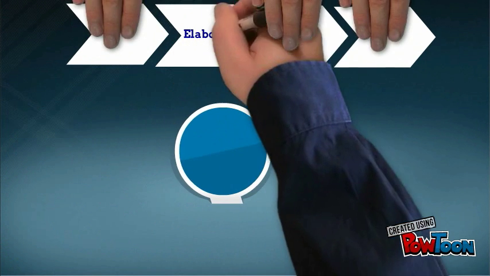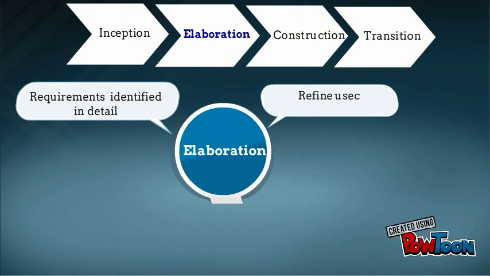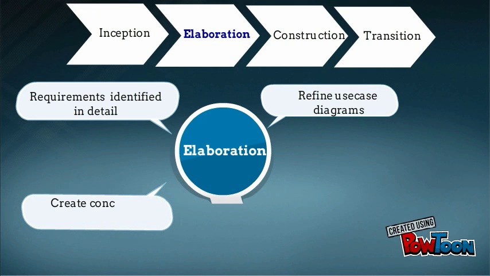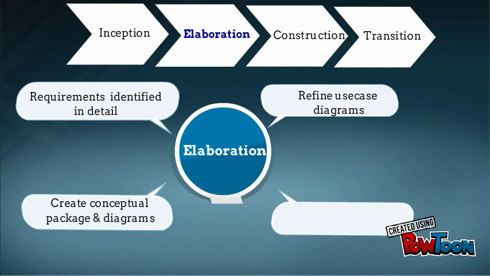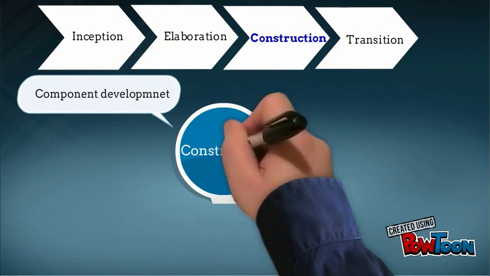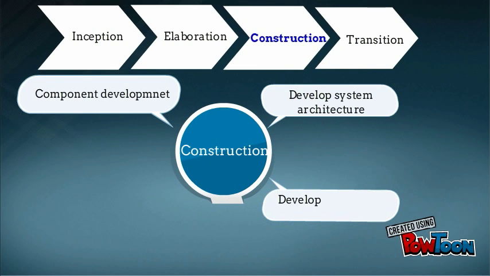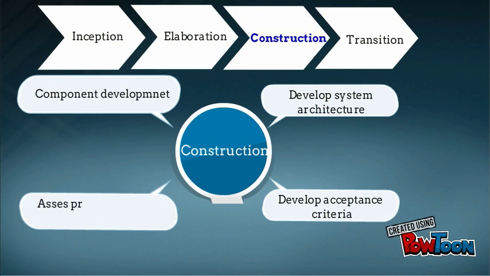At elaboration, most requirements are identified in detail. This phase also includes refining use case diagrams, creating conceptual and package diagrams and creating a detailed iteration plan. In construction, engineers build the components, develop system architecture, develop acceptance criteria, and assess product against acceptance criteria.